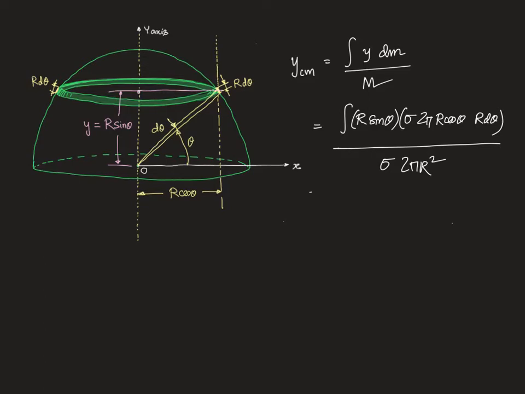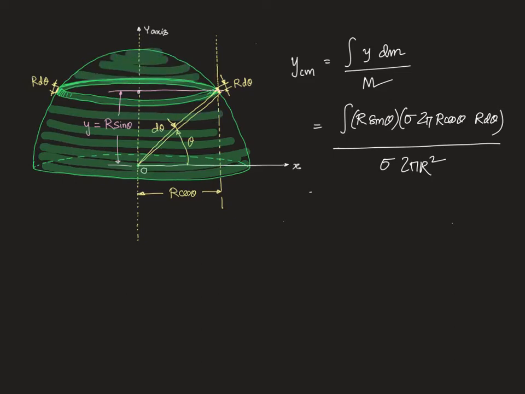So here, you want to cover this entire shell. So how to cover this entire shell? You take ring after ring like this, right? Ring after ring like this, and then you make up this whole shell. So here, what is the limit of theta? The limit of theta is from 0 to pi by 2, right?